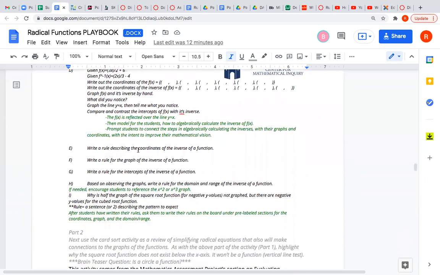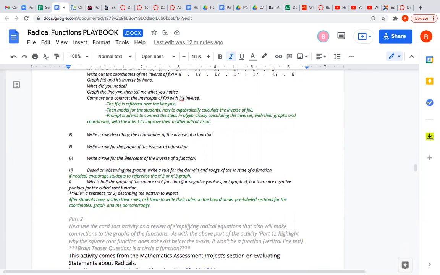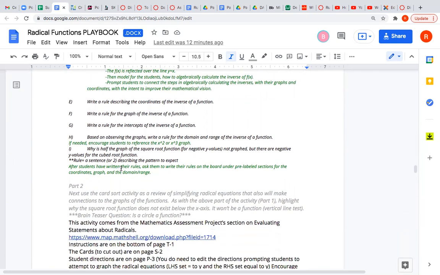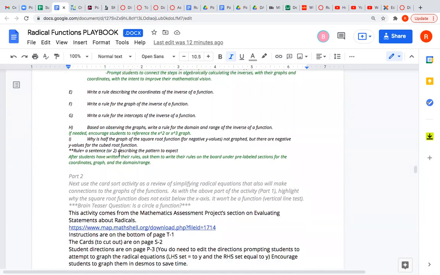And then getting students to write rules, creating their own rules. At the end, when they're done, you can then post rules and they can compare and contrast. But getting them to come up with their own rules before giving it to them helps them create, and when they create, they can see.